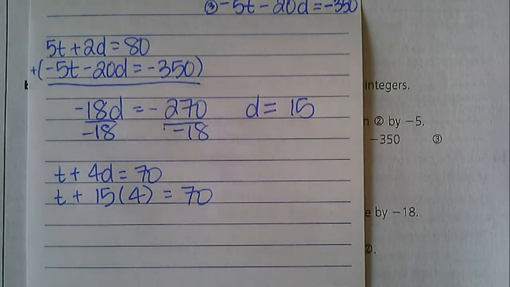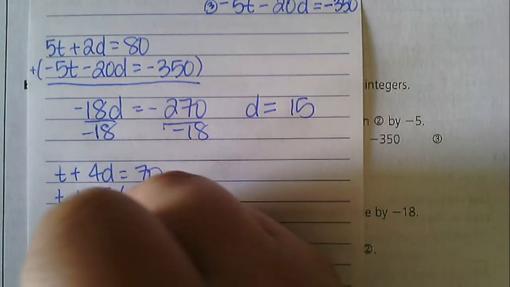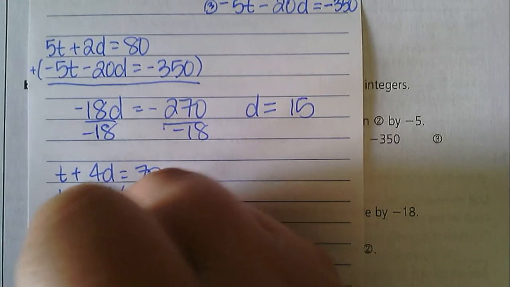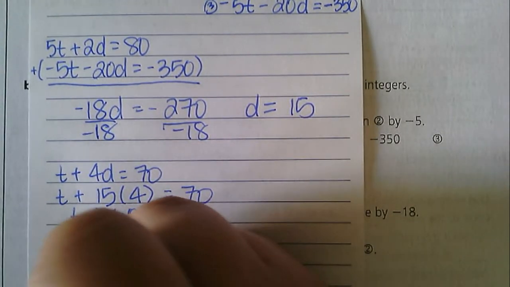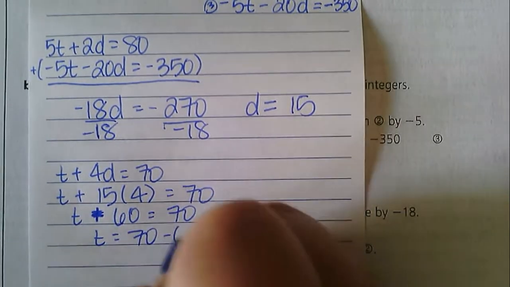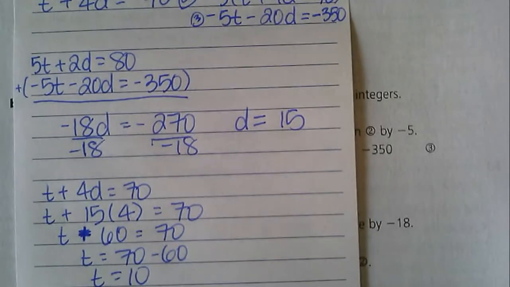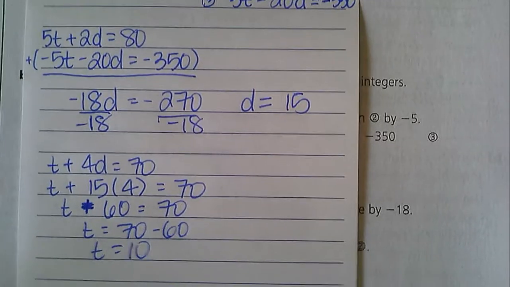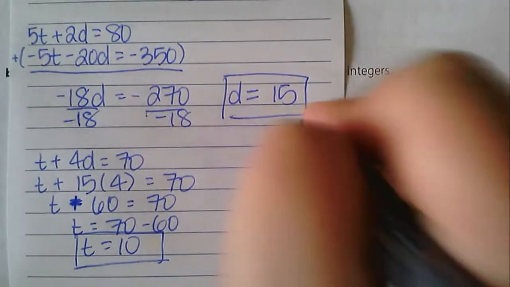Oh, okay. Then I have t plus 60 equals 70. Then I have t equals 70 minus 60. T equals 10. Okay, so t is equal to 10. The last thing I would do is verify this.